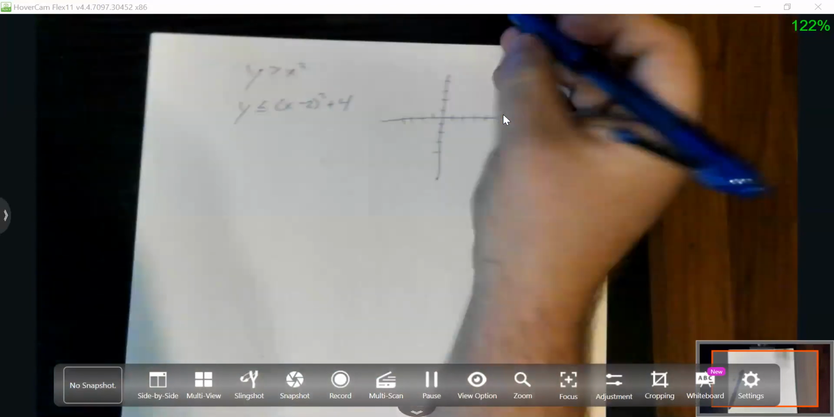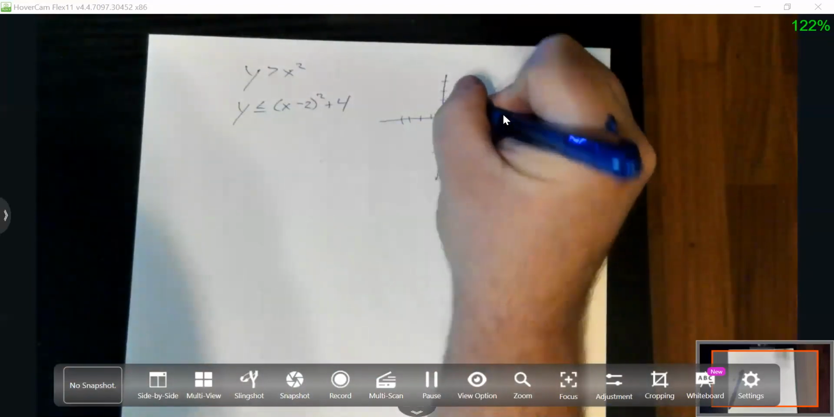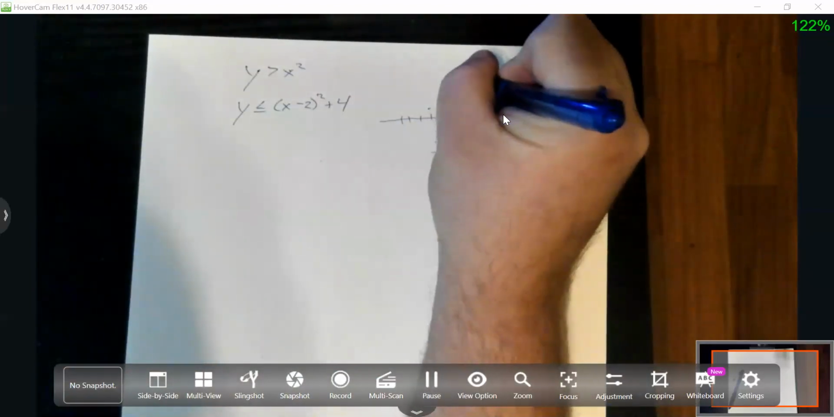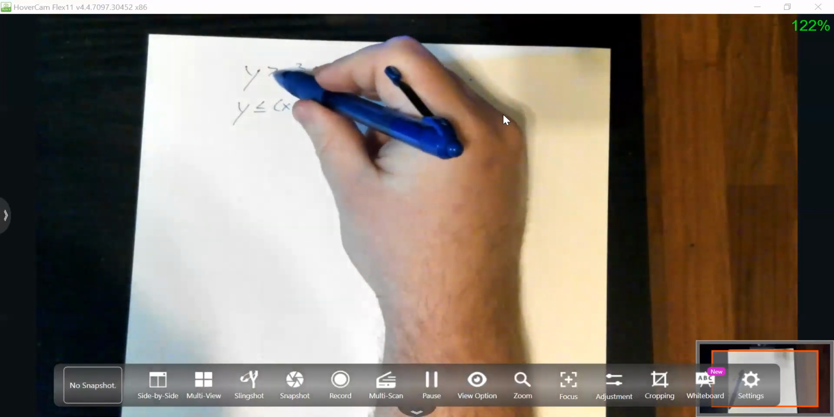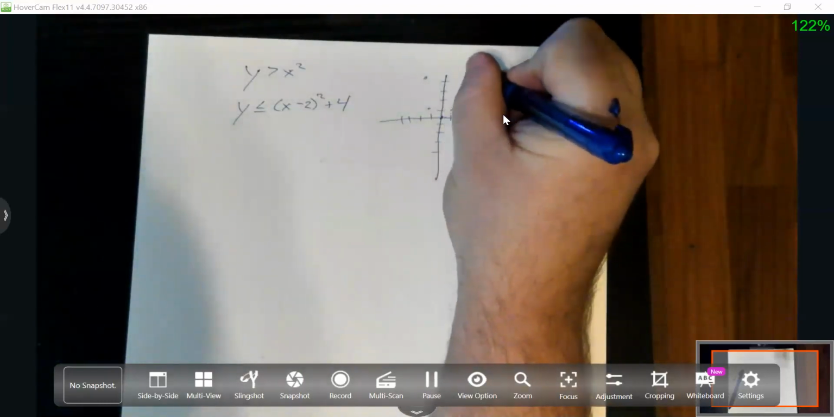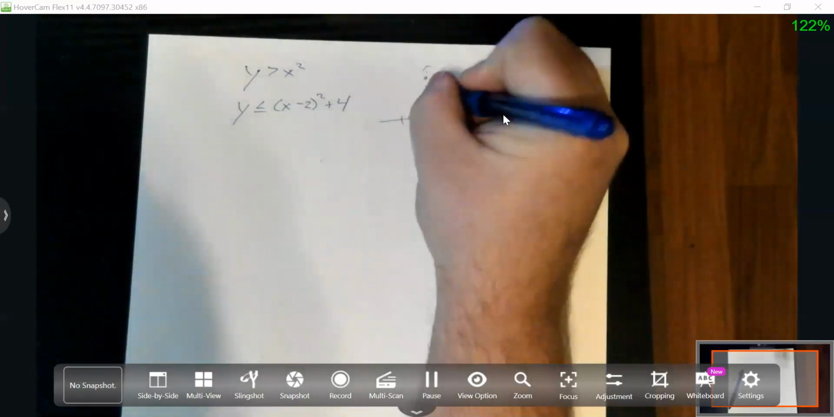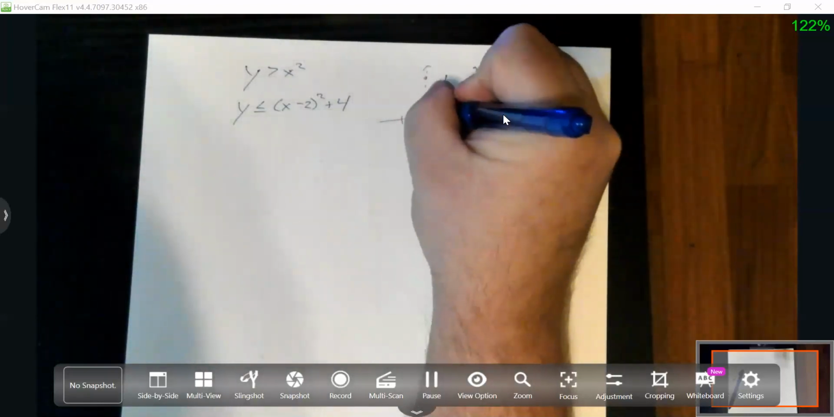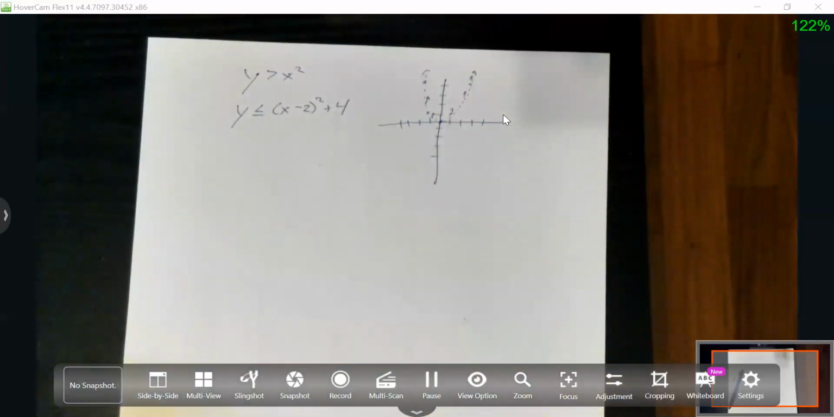So my y is greater than x squared, so that's just our standard parent graph. It'd be over 1 up 1, over 1 up 1, over 2 up 4, over 2 up 4. And it is greater than, so it's going to be a dotted line. And then it would be everything above it. So just like I modeled before, I'm just going to show kind of arrows so I don't have a bunch of confusing shading going on.